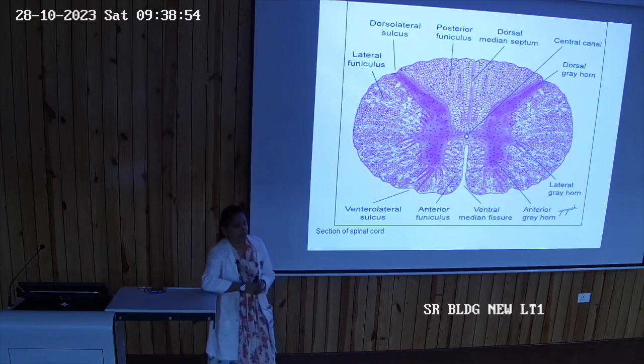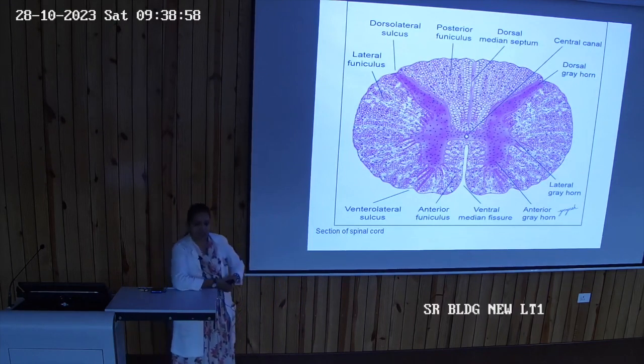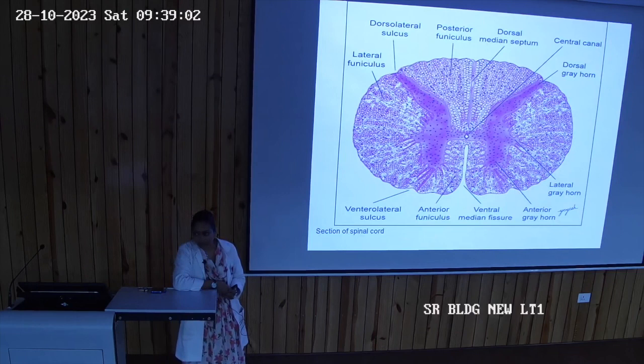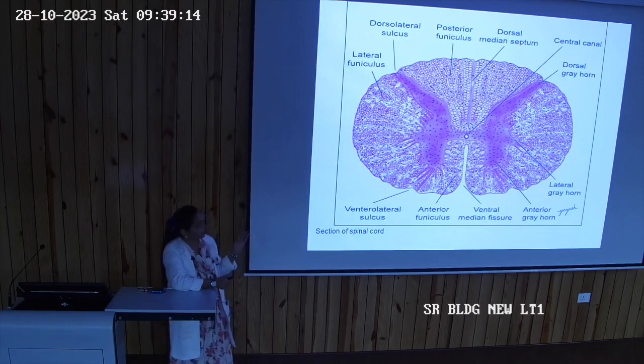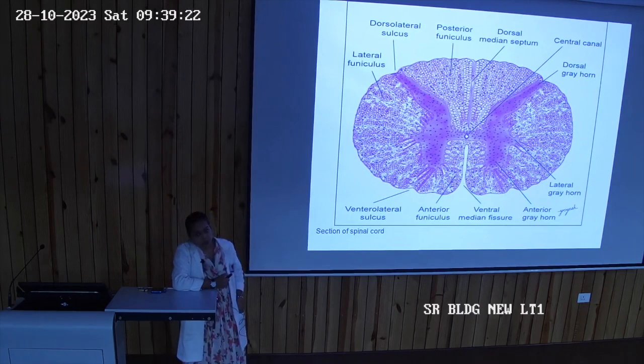So we have a centrally placed gray matter which is darkly stained. It is H-shaped. It has anterior horn and posterior horn. Anterior horn has multipolar neurons. We discussed examples, and one of the best examples of multipolar neurons was the anterior horn cells of the spinal cord. So here anterior horn cells are present, here posterior horn cells, which are the central process of the pseudo unipolar ganglion, that is dorsal root ganglion.